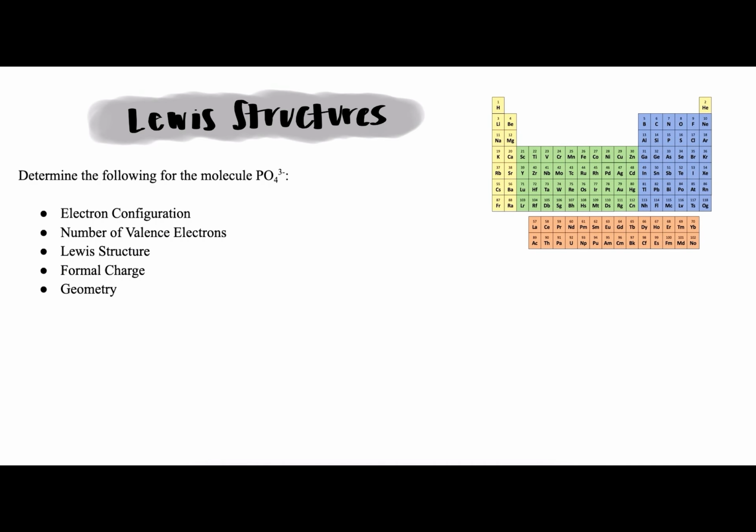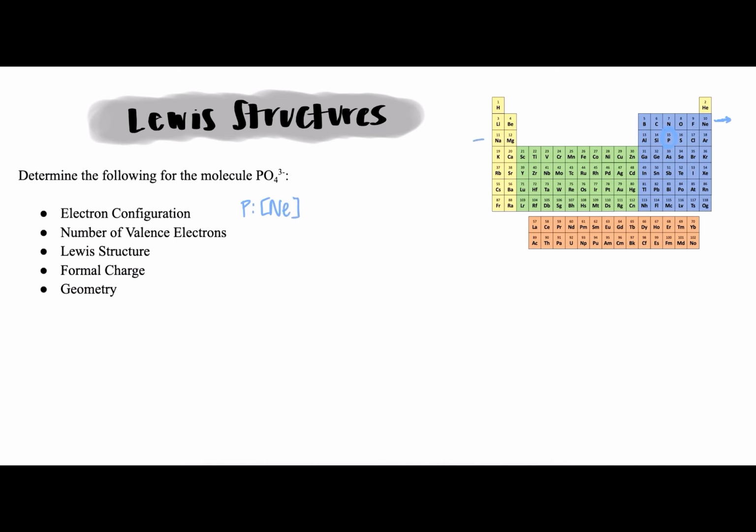Hi everyone, today we're going to be going over an in-depth example of Lewis structures using the molecule PO4 3-. So first we're going to start by finding the electron configurations of each of the elements in this molecule. So phosphorus has 15 total electrons, but we're going to be using the noble gas shorthand. So the noble gas right before it is neon right here.